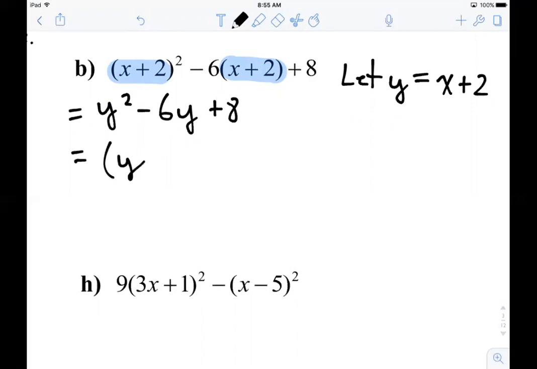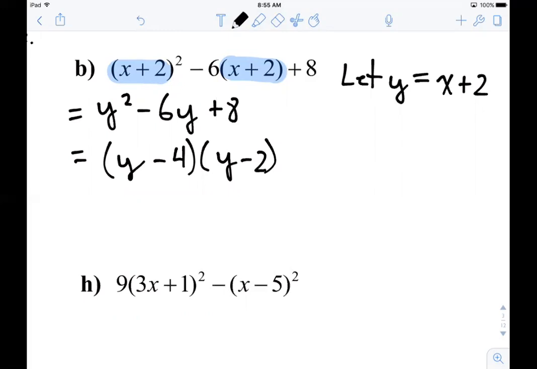Would factor in this case into y minus 4 and y minus 2. But again, y was just something that we made up. So in our very final answer, we need to make sure that we now take the y's that we introduced and replace them back to what they originally were. So we're going to replace every y that we see with an x plus 2.